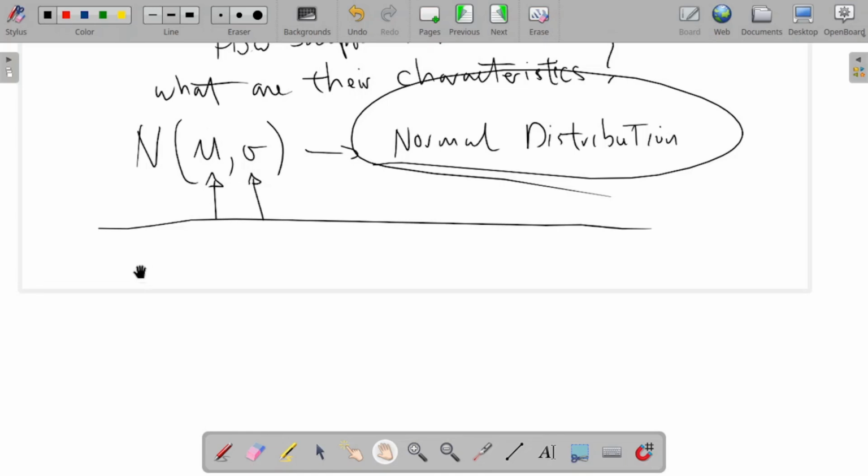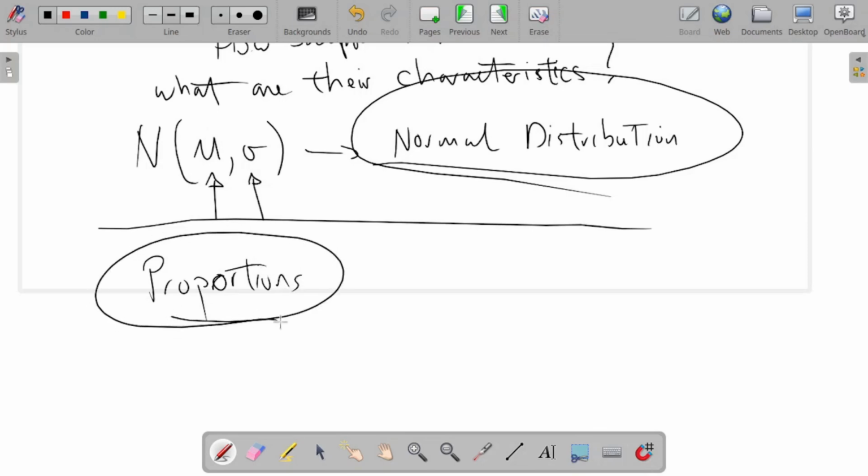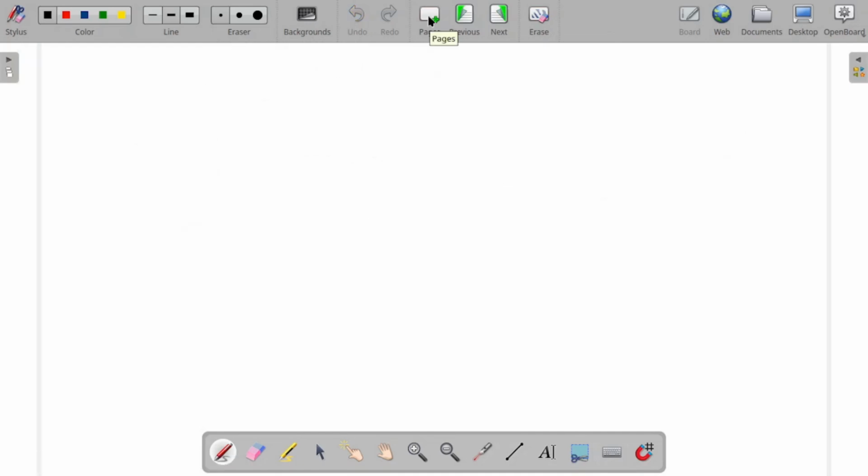Now, we're going to talk about properties of the proportions data type. That's what this one's about. There are only three properties that we need to concern ourselves with here. And we'll start a new page for this one.